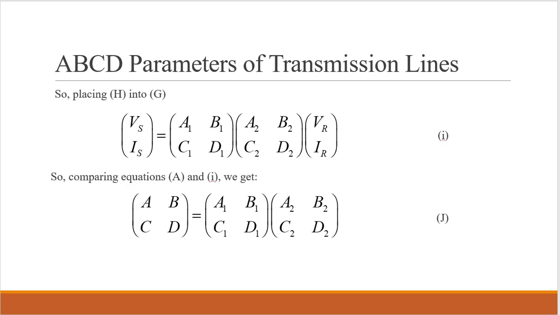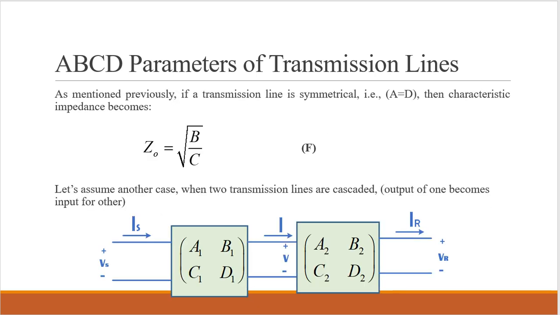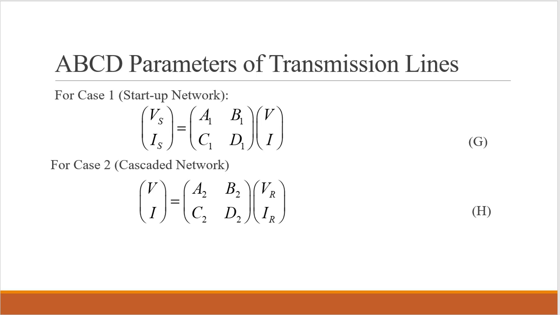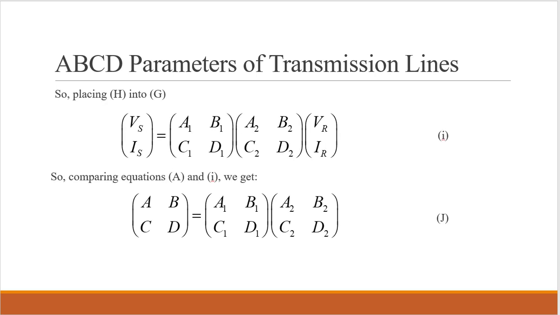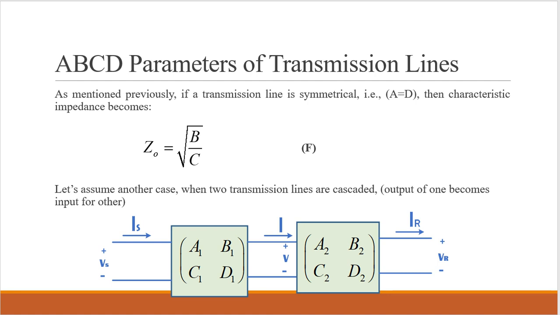Therefore we can have this expression, right? Here in this case, I and V are representing the output of the first parameter network, right? Therefore we will multiply this output with these parameters. The output in this case is I and V, therefore I have multiplied V and I in this case, right? Now considering the second network, that is cascaded with the first network, we will say that this I and V is acting as the input for the second network, whereas IR and VR are acting as the output of this second network, right?